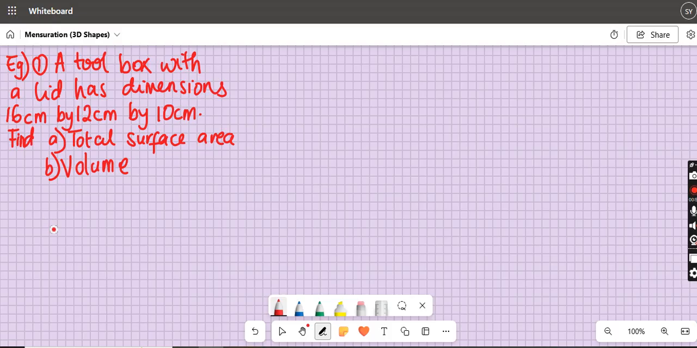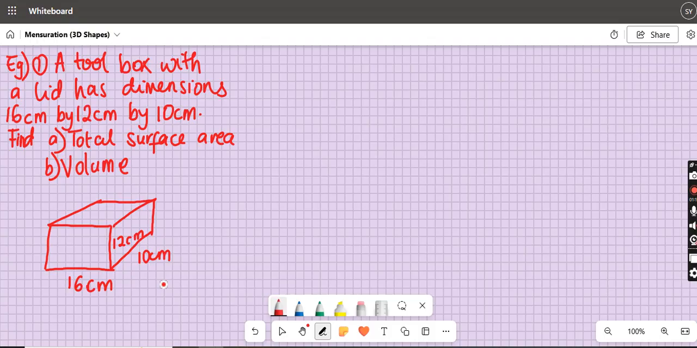Alright, to do that, let's start by drawing our toolbox, so we can have a little sketch of our toolbox. This is a cuboid, and we are told it has dimensions 16 centimeters by 12 centimeters by 10 centimeters. So something like this.